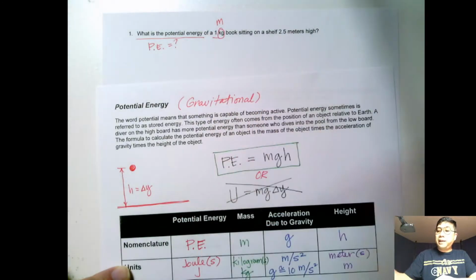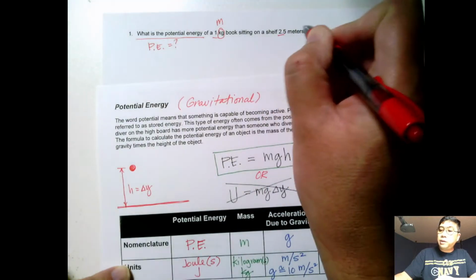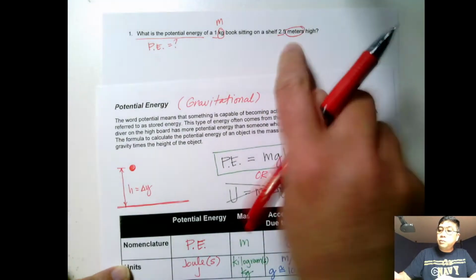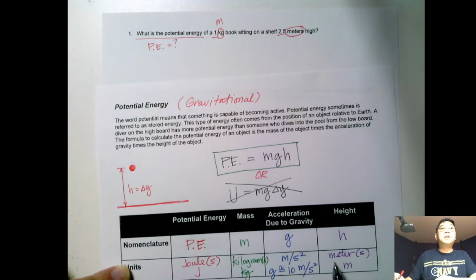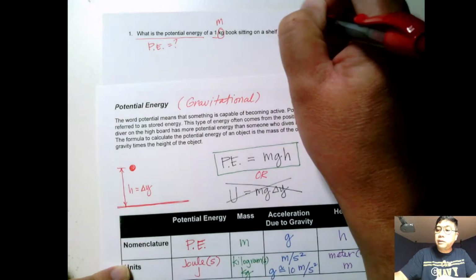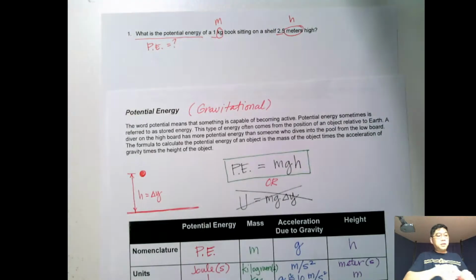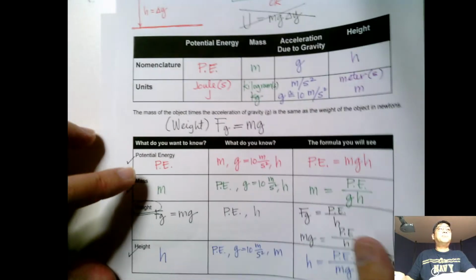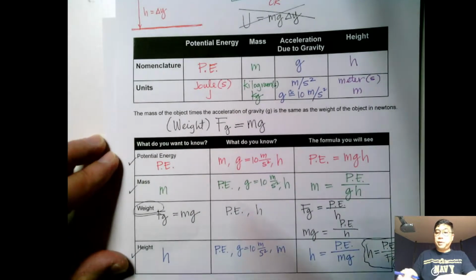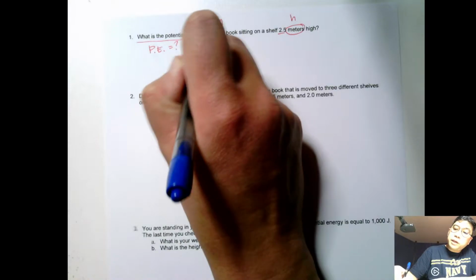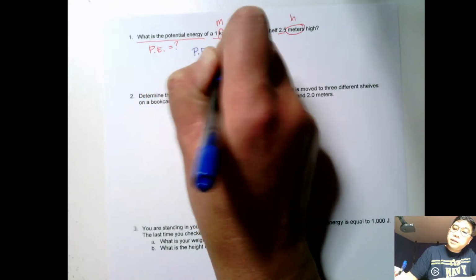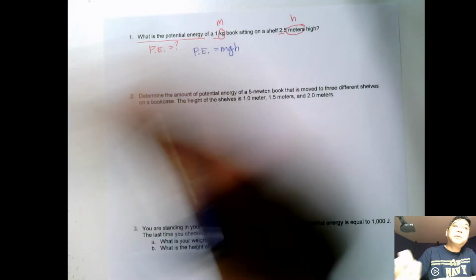While it's sitting on a shelf 2.5 meters high. So meters, if you notice, I've been circling the units. Meters stands for height. So this is our height. Since we're solving for potential energy, we can use the table at the bottom. Potential energy, we use the equation PE equals mgh. So let me just write it down. Potential energy is mass times g times height.